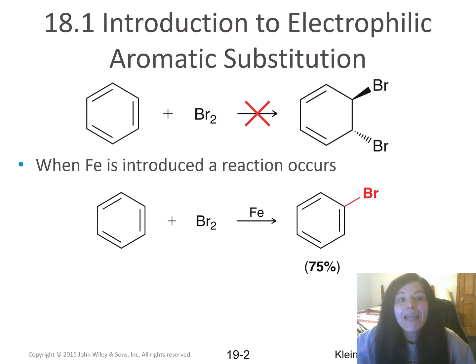However, when we add some iron along with the Br2, we will get a substitution reaction of a benzene ring. As you can see, treating a benzene ring with both Br2 and iron results in a different type of reaction, a substitution reaction, where we have a bromine atom substituting for a hydrogen atom on the aromatic ring.